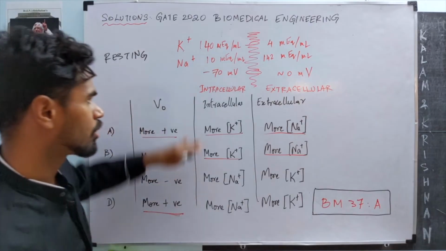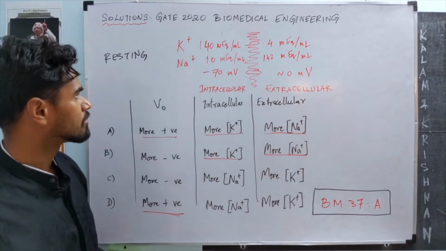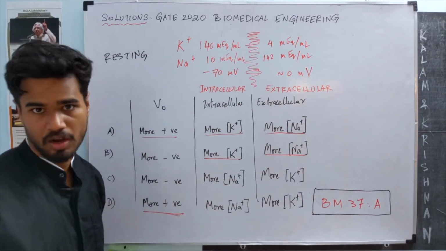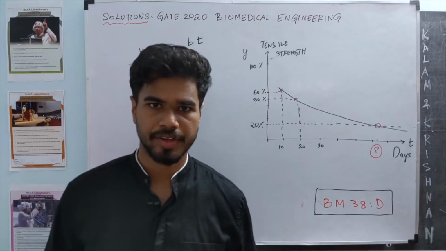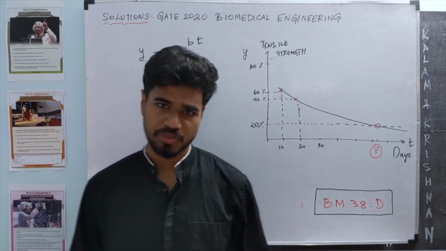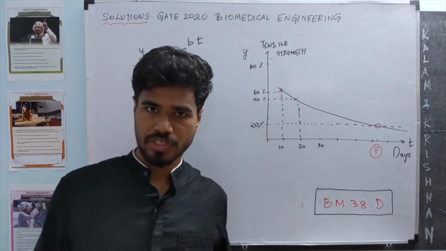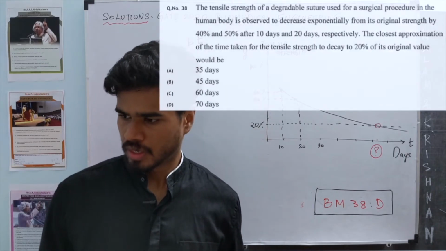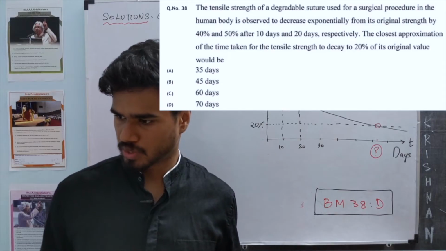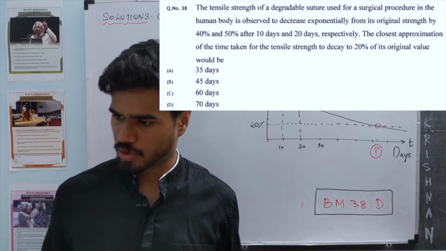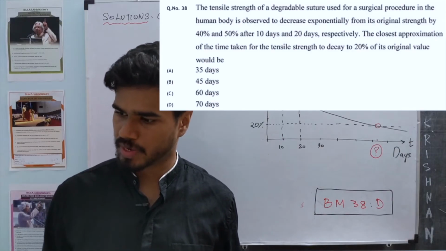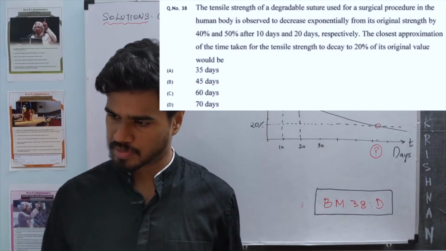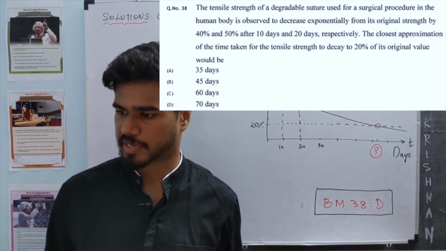This is one of the fundamental facts, ideas in physiology, things about membrane potential. It's a good idea to know that. 38th question. I think this is one of the most ill-posed questions in the whole question paper. The tensile strength of a degradable suture used for a surgical procedure in the human body is observed to decrease exponentially from its original strength by 40% and 50% after 10 days and 20 days respectively.